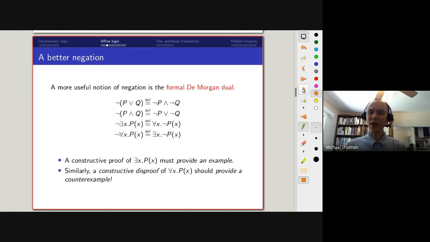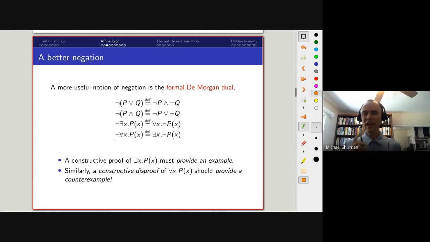Well, we could define negation as the formal De Morgan dual. If we want to define the negation of an or, it should be an and. The negation of an and should be an or. The negation of an exists should be a for all, and the negation of a for all should be an exists.